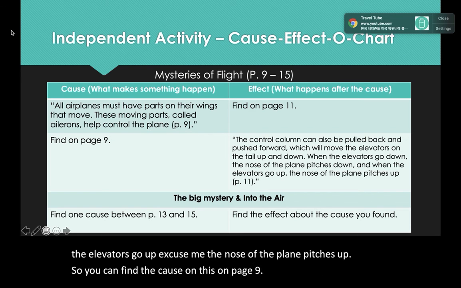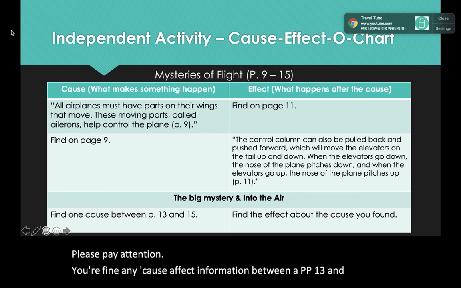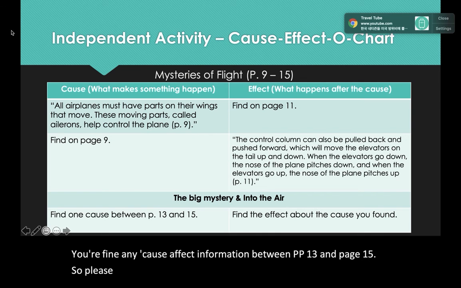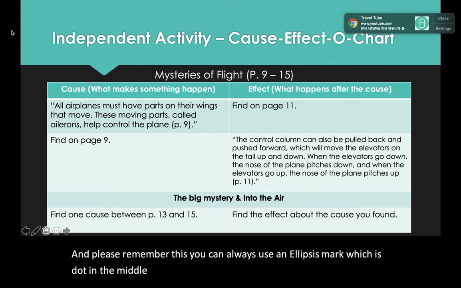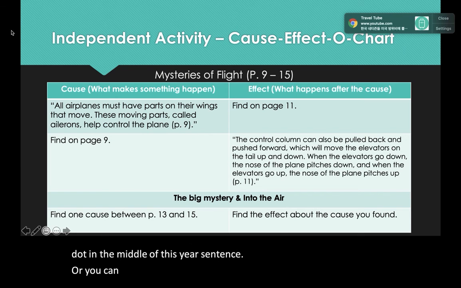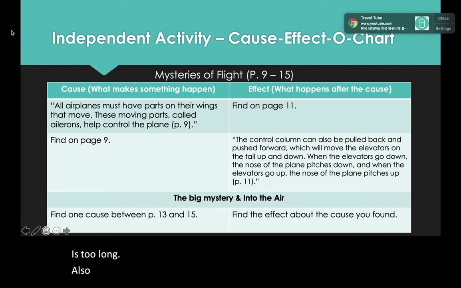For the last one, please pay attention. You'll find any cause and effect information between page 13 and page 15. So please find the cause first and then find the effect next. And please remember this, you can always use an ellipsis mark, which is three dots in the middle of your sentence, or you can shorten, which is to abbreviate your sentence if the sentence you found is too long. Also, please write the page number at the end of your answer so that I find out where you found the information.